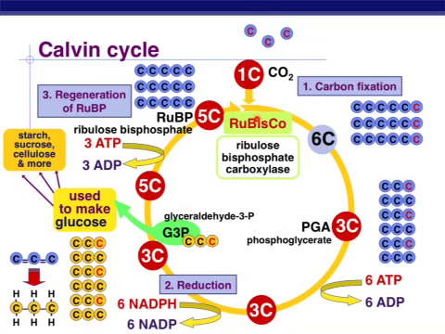And it's divided into 3 steps. The first step is called carbon fixation. The second is called reduction. And the third is called regeneration. Just like how the Krebs cycle had intermediates that we started off with and we added things to, the Calvin cycle works the same way. Our first intermediate is a 5-carbon compound called ribulose bisphosphate, or RuBP.